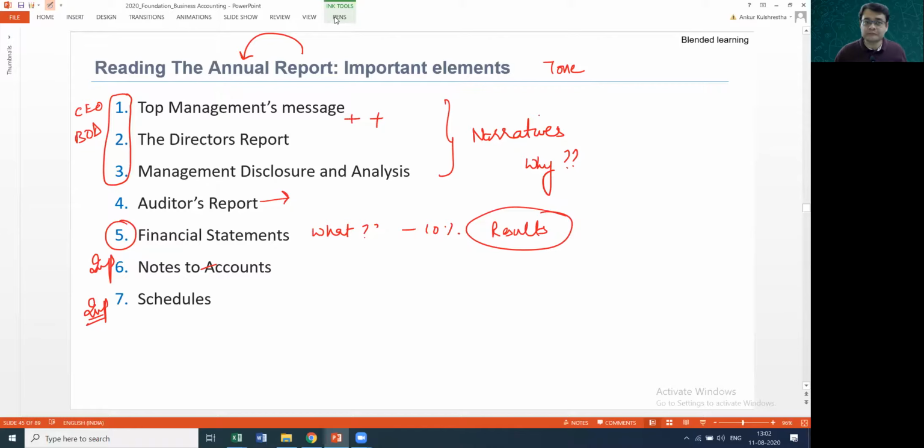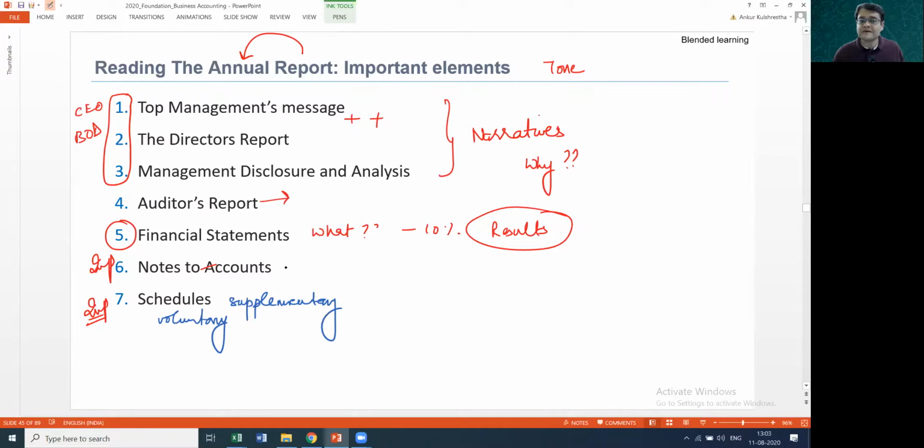Allow me to explain. A schedule is basically supplementary information, which even if not available, you can't complain to a regulatory agency. This is all very, very voluntary. Most of the schedules, if the company wants, they can hide away. Okay, but notes to accounts is something different from a schedule.